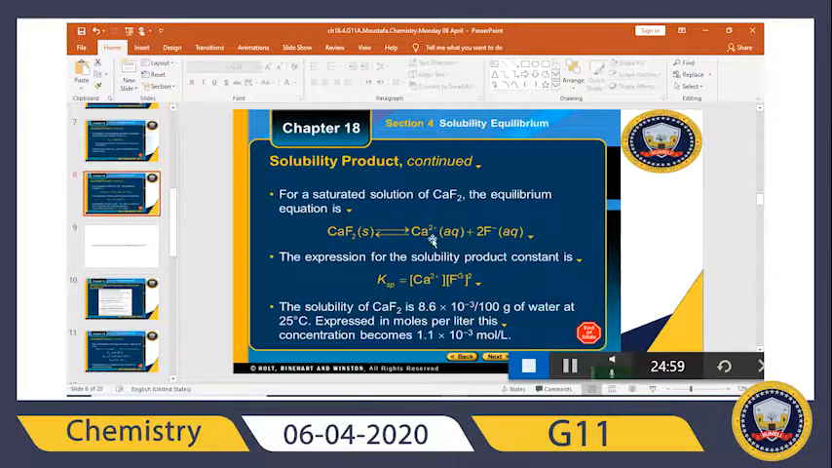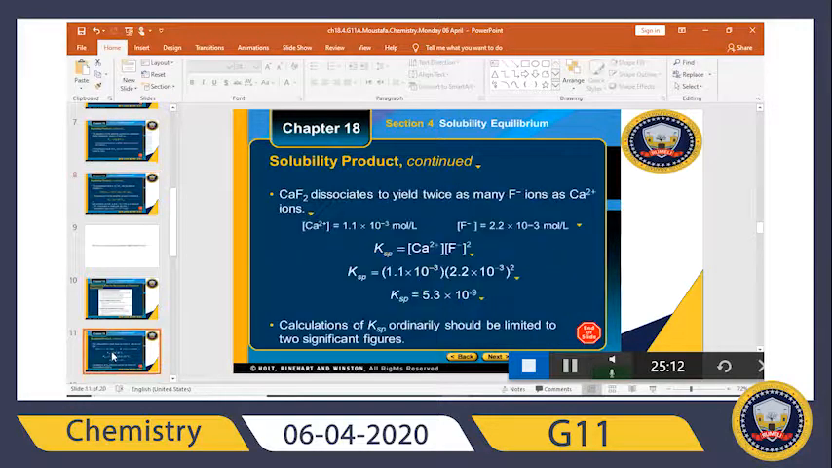In this equation, you have different concentrations of the ions. This CaF2 will produce 1 ion of calcium and 2 ions of fluoride. So the equation will be like this. The concentration of calcium cation will be 1.1 times 10 power minus 3 mole per liter. And now you understand why mole per liter. But the concentration of fluoride is this value times 2.